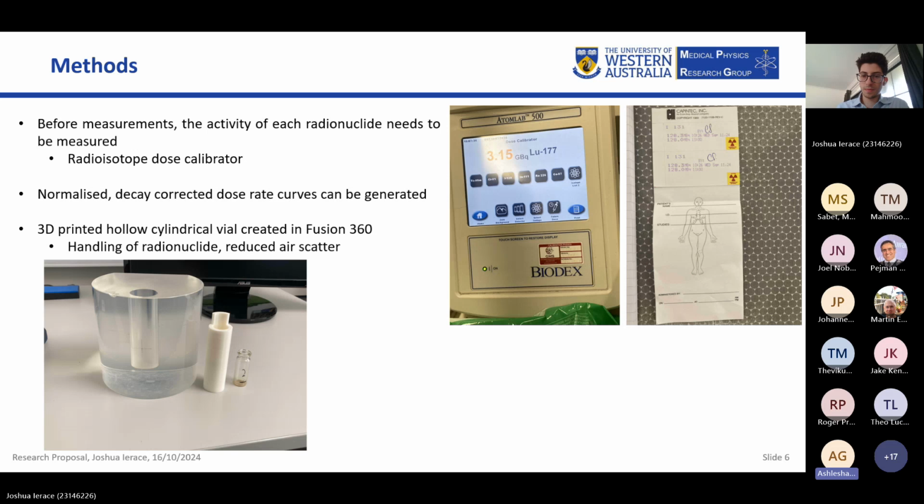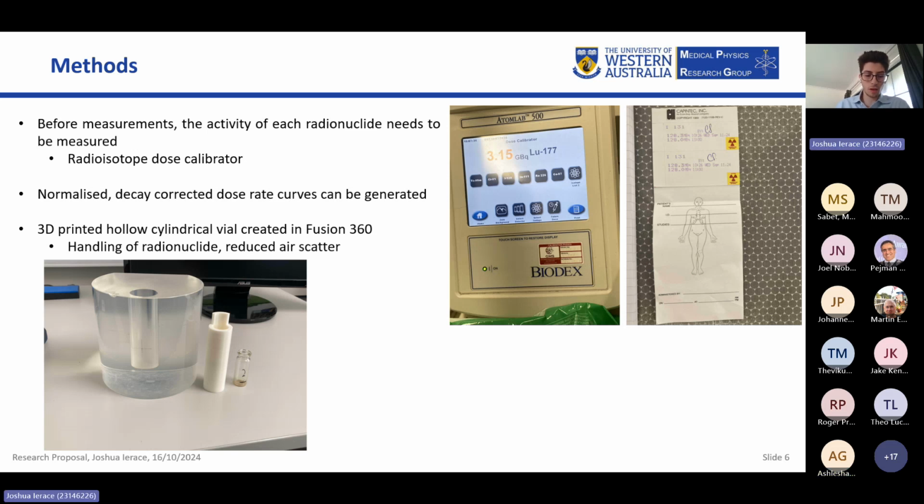Thanks for the presentation, Josh. My question was, the measurement of the point source and the line source might be a bit different because of resolution and partial volume effects and such. How do you think that would be tackled? And do you know if the software deals with that as well?